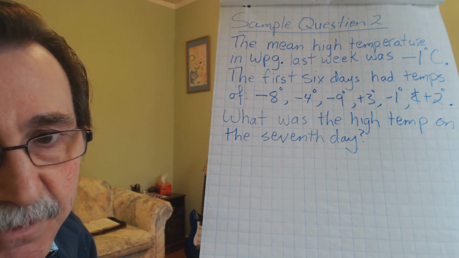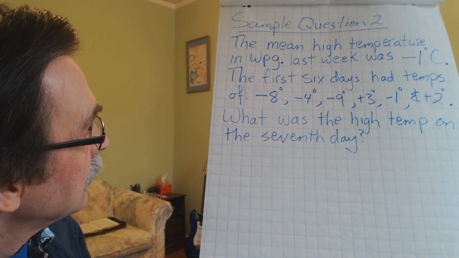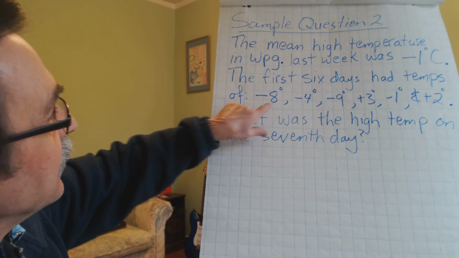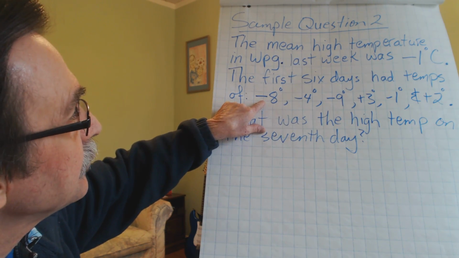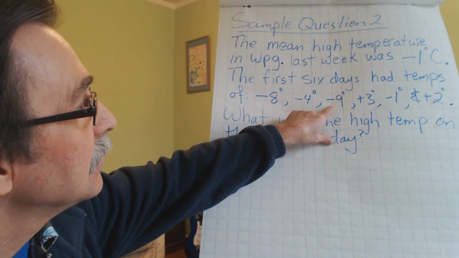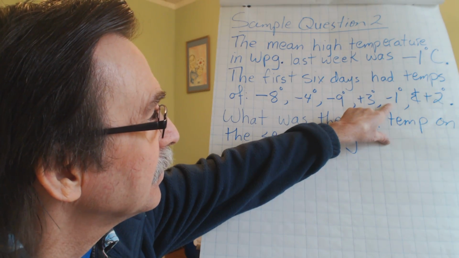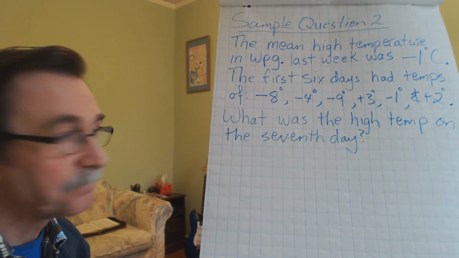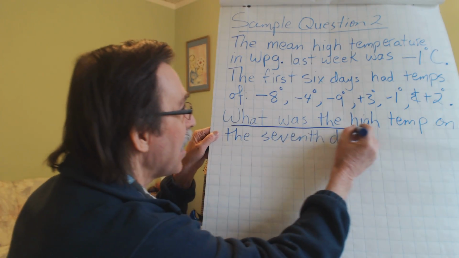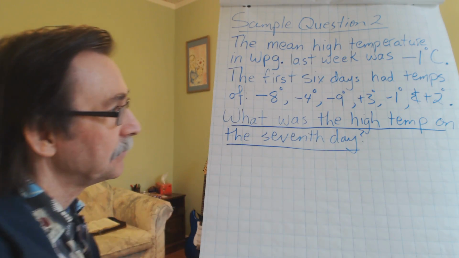Okay, now we're talking about some negative numbers. The first 6 days had temperatures of, here they are, -8, -4, -9, +3, -1, and +2. The question says, what was the high temp on the 7th day?